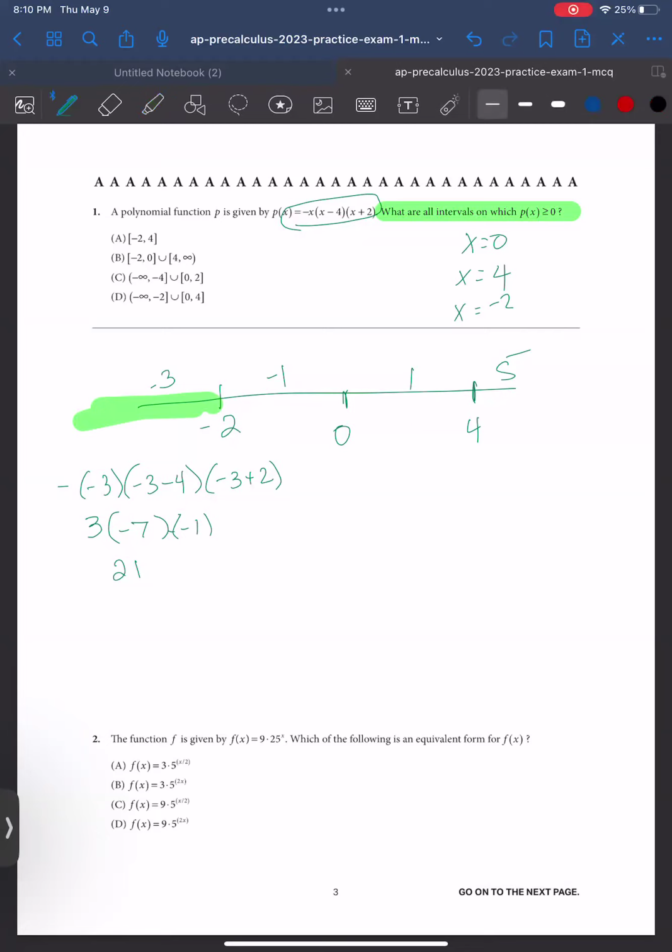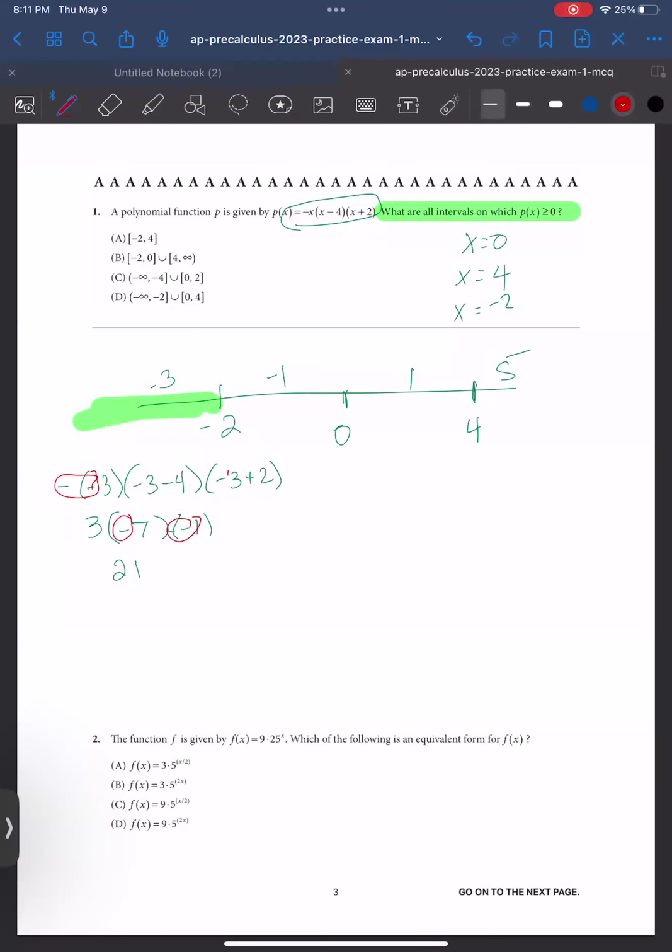I have the 2 negatives here. Let me change colors. 2 negatives here, which make a positive. Then I'd have a negative over here and a negative over here, which gives me a positive.